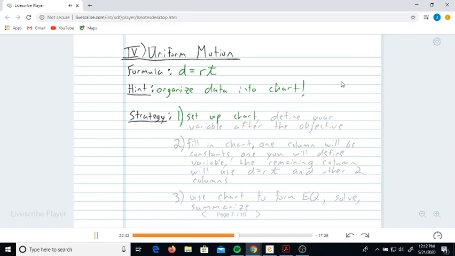You want to go ahead and set up your chart. Define your variable after the objective. So if I'm trying to figure out a time value, I'll define my variable to represent time. If I'm trying to figure out a speed value, I'll define the variable to represent speed. If I'm trying to determine a distance value, I'll define the variable to represent distance.